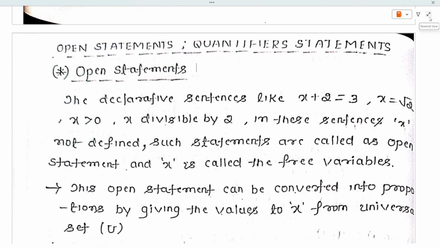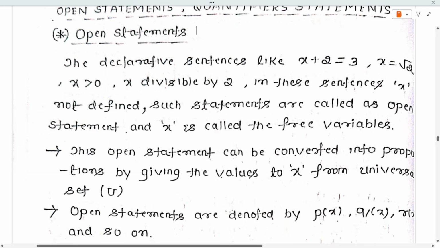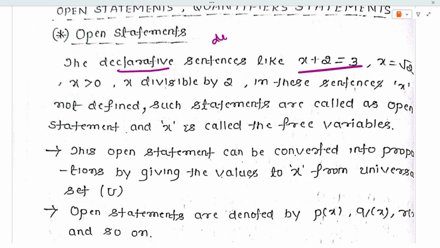Now, what they have given us, first let's discuss the meaning of open statements. Let's discuss the definition of it. A declarative statement means you declare something, or you can say assigning something. For example, x plus 2 is equal to 3, x is equal to root 2, or x is greater than 0. Here the x value is not exactly given. For x plus 2 is equal to 3, you can replace x with 1 or 2, and it may not be equal to 3. You can replace x with any value.